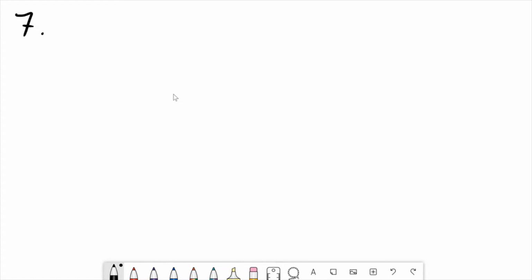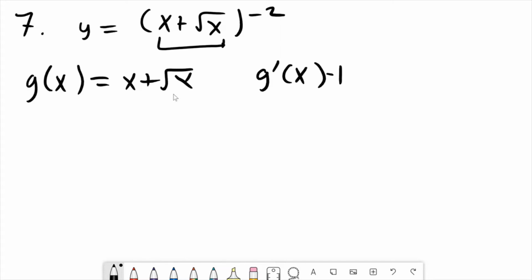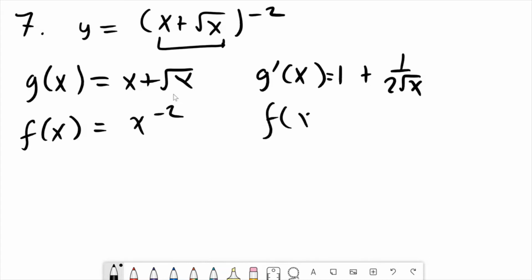So question 7. Let's do y is equal to x plus square root of x, to the minus 2. And let's try this out. So the inside, I'm going to go a little bit faster. The inside is x plus square root of x. So that means the derivative is 1 plus, if you don't know this one, it's this. And then the outside function is x to the minus 2. So that means the derivative of that is minus 2x to the minus 3. Now we just fill it into the formula.